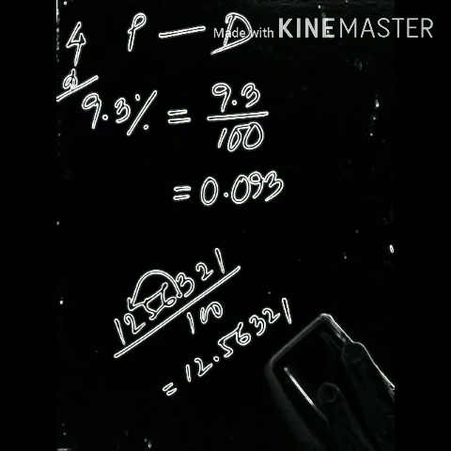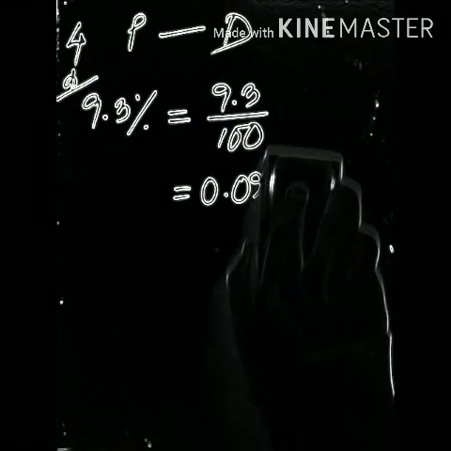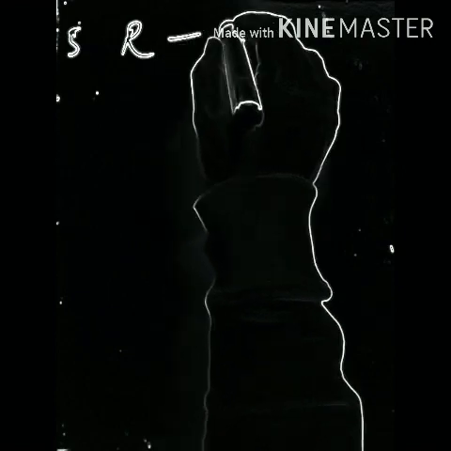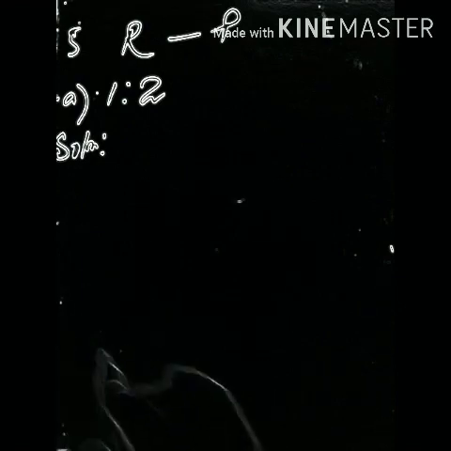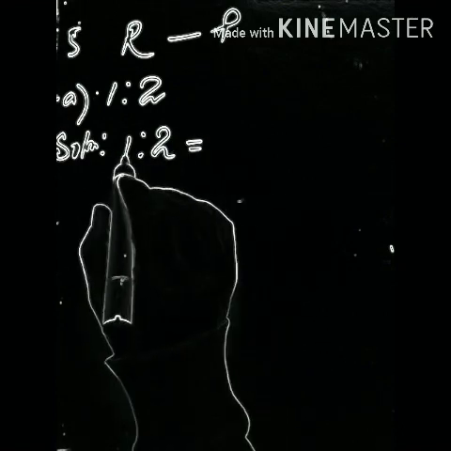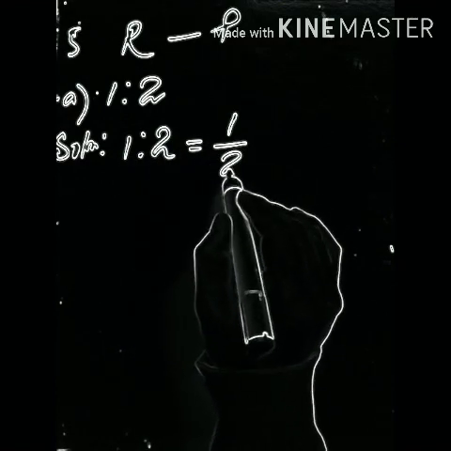Okay, next we'll be moving to question number 5. Convert the following ratios into percents. Question number 5. Ratio into percent. A. 1:2. We are going to convert this ratio into percent. So here's the solution. First, we'll write this. Then after that, 1:2 means we can write here 1/2.